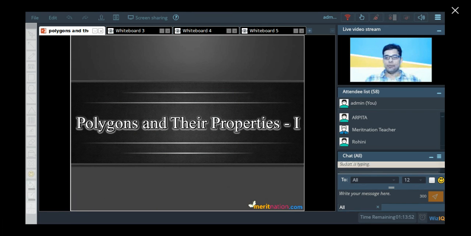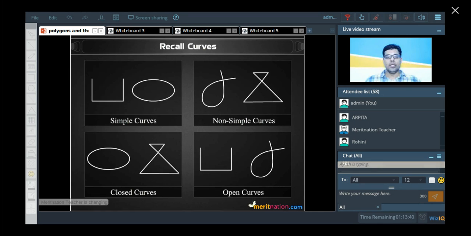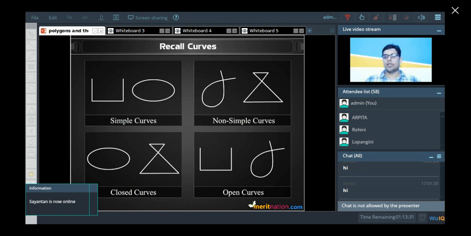Hi friends, hello everyone. Starting with the topic today, polygons and their properties, unit 3 of your textbook. First, let us revise the curves. We have simple curves, non-simple curves, closed curves and open curves. Simple curves are the curves which do not cross themselves. They are called simple curves.